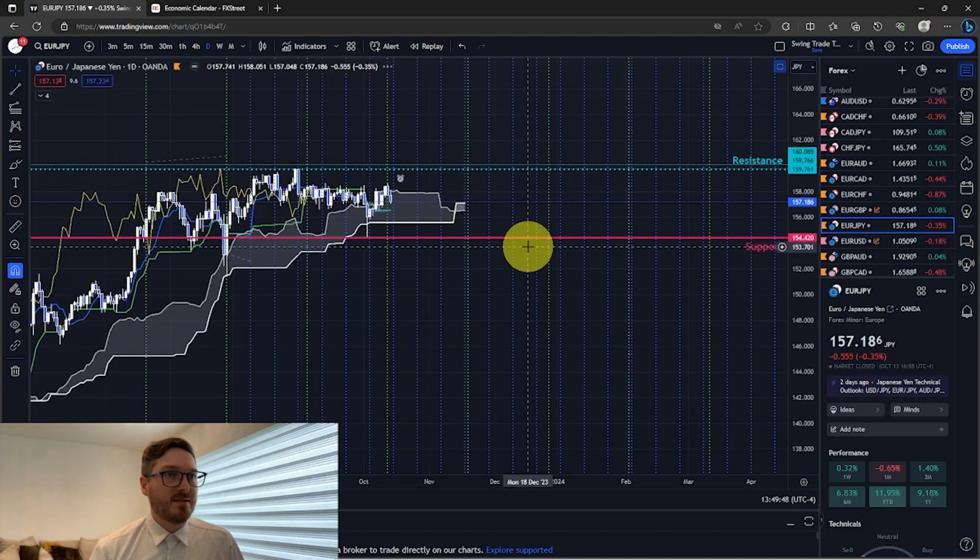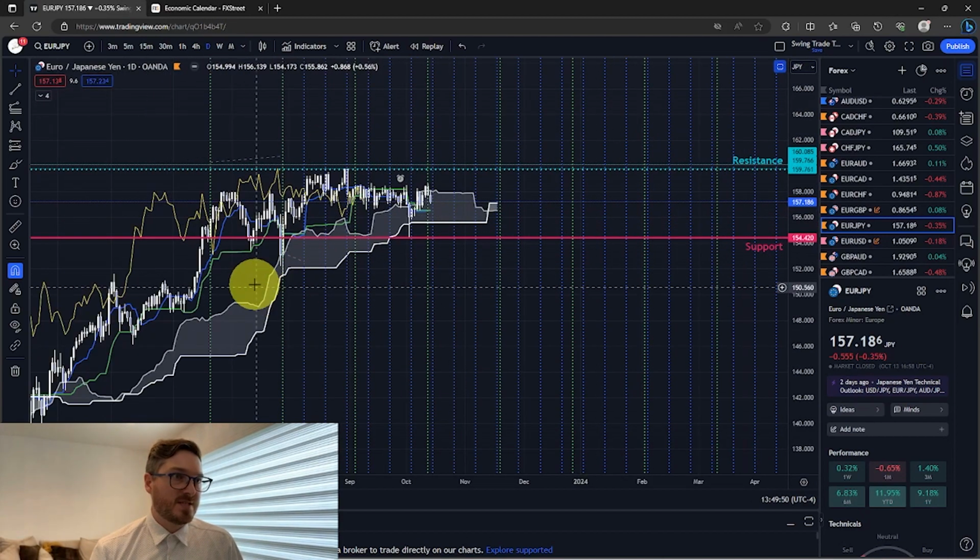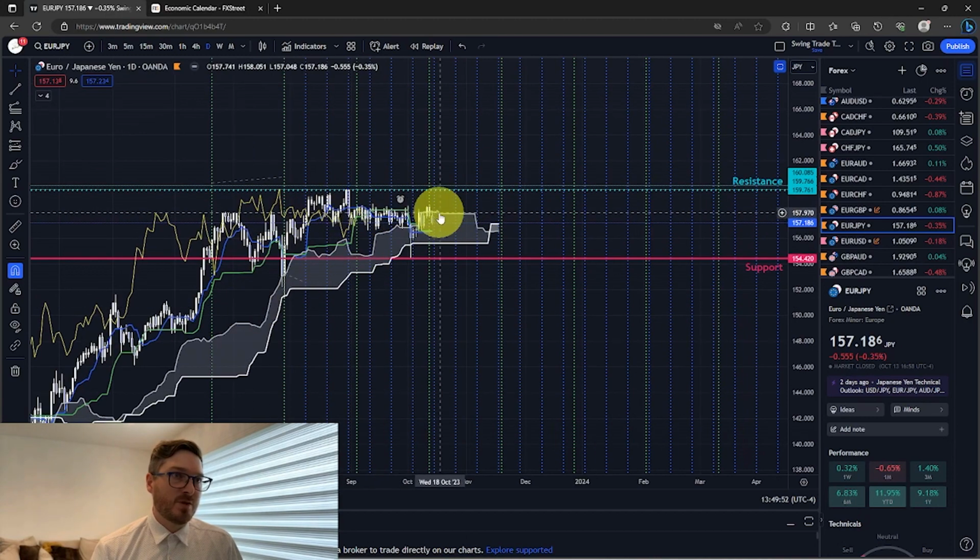And if you look at the daily chart, it tells you the same story. We just have a ranging market, price is in the Kumo, and we have a bearish Kumo cloud twist here. And we have the Chikou span just overlapping the candles.